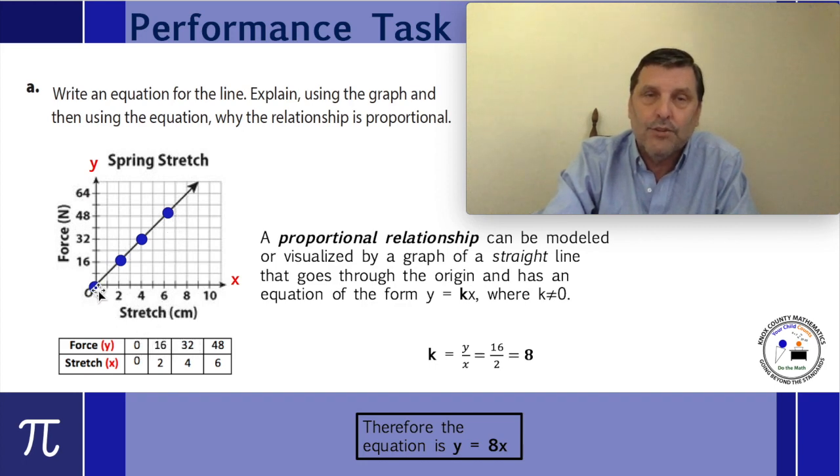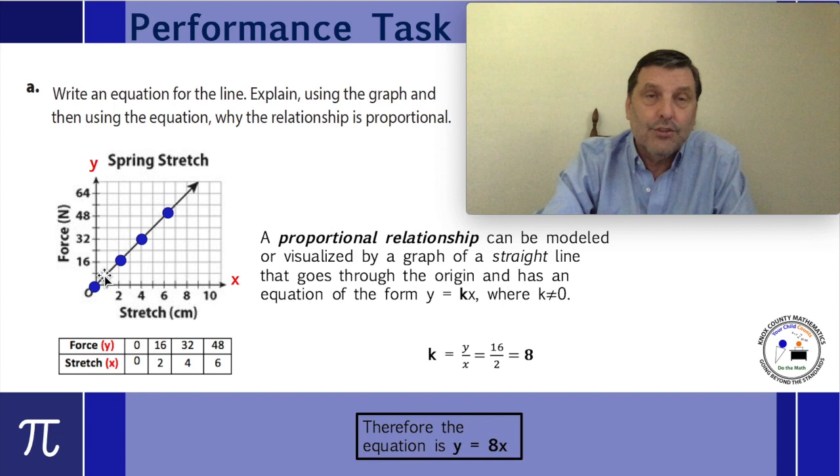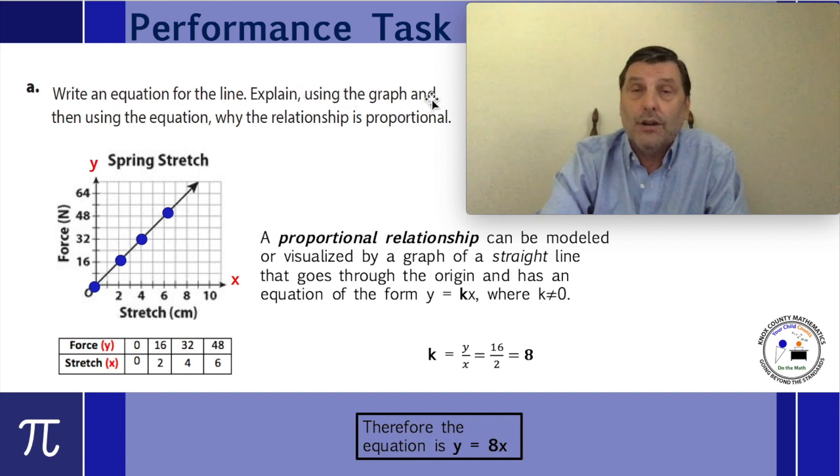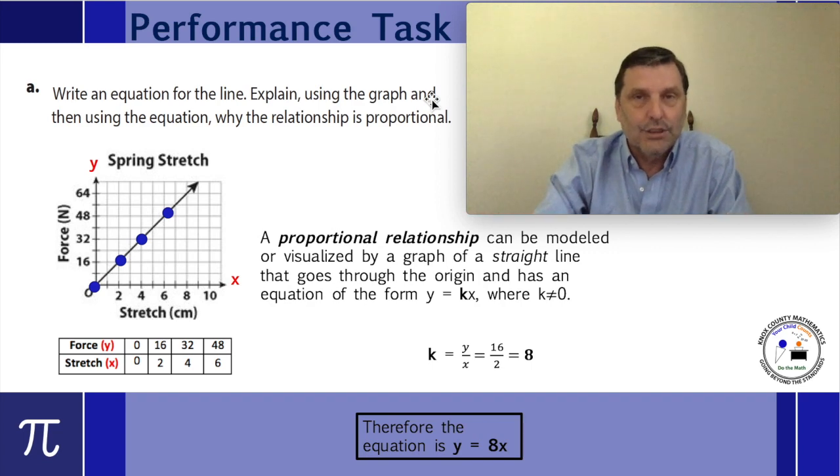So you've got the point (0, 0). You also have the ordered pair (2, 16). Another ordered pair, when the x is 4, the y is 32. When the x is 6, the y is 48. So it's a straight line, it goes to the origin. So that's how we can explain using the graph. If it is a straight line that goes to the origin, then it's a proportional relationship.